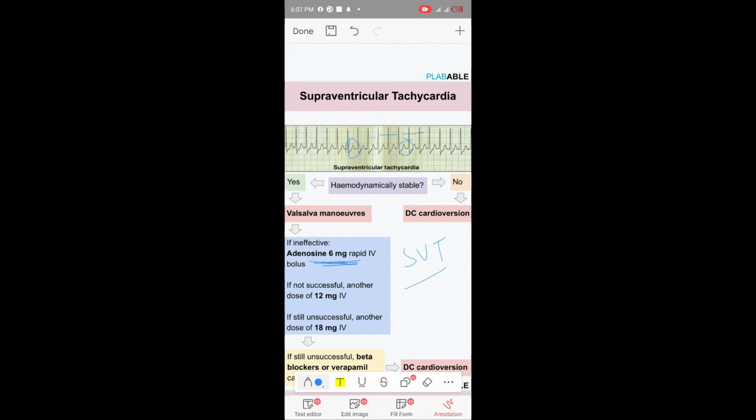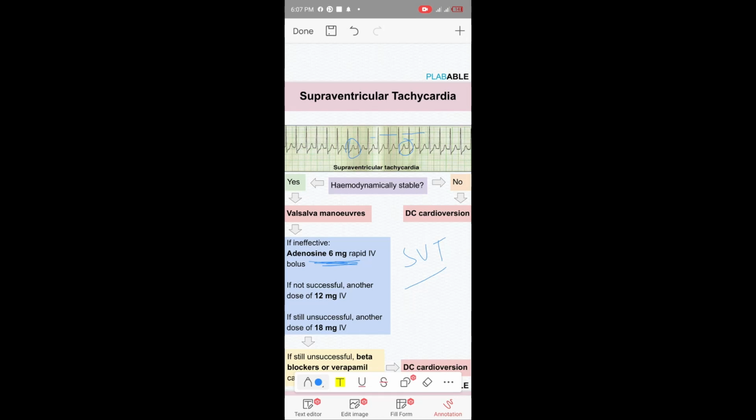After that, because it has a short half-life, you need to circulate it quickly, and you lift the arm. The only contraindication is asthma. You need not give this one in an asthmatic patient. In asthmatic patients, you have other choices. Beta blocker is again contraindicated in patients with asthma. Then you go for the calcium channel blocker, non-dihydropyridine, that is verapamil.